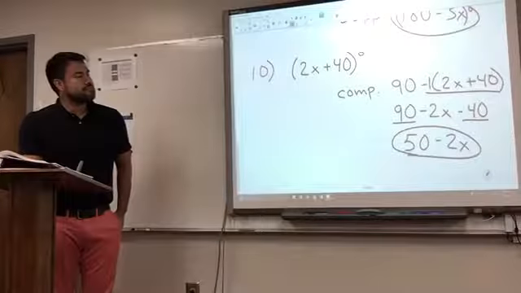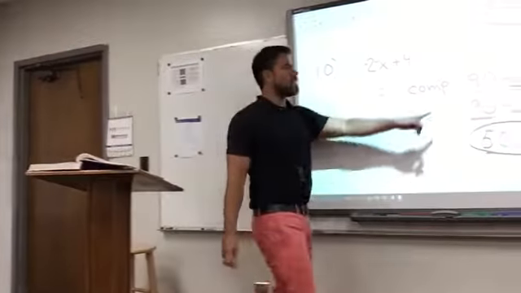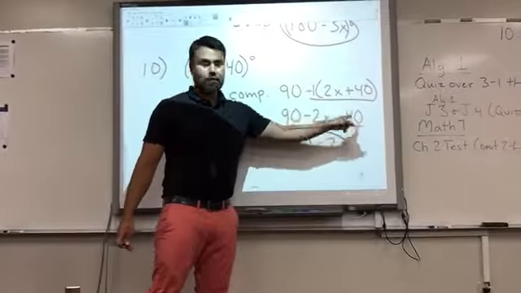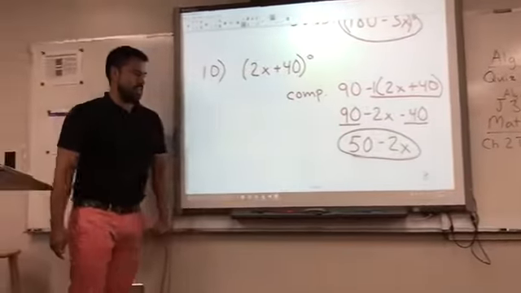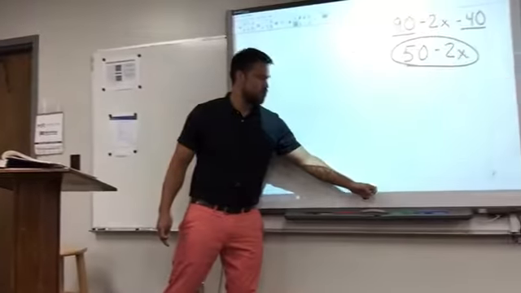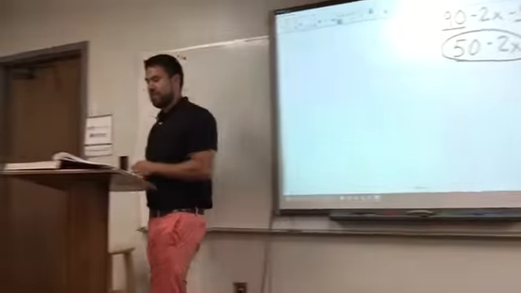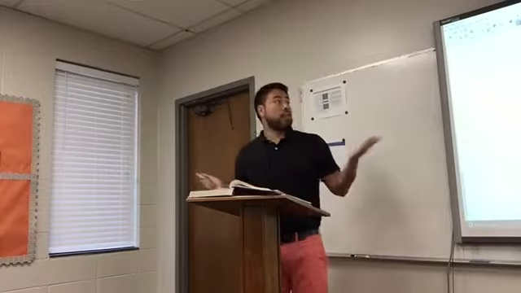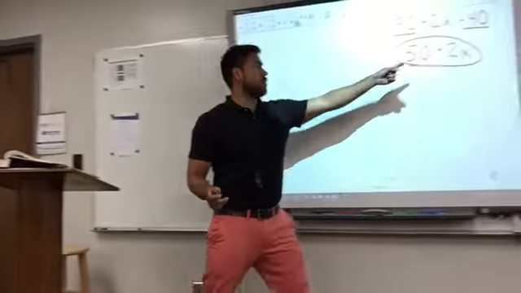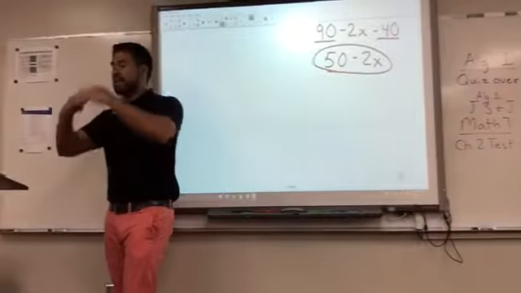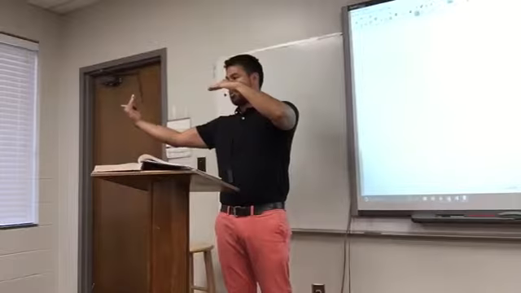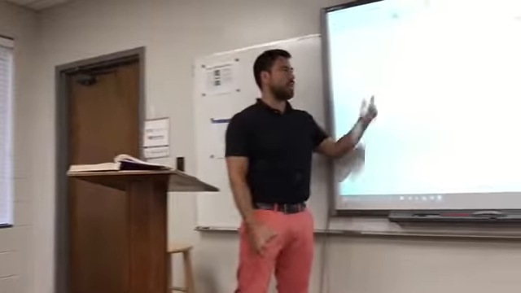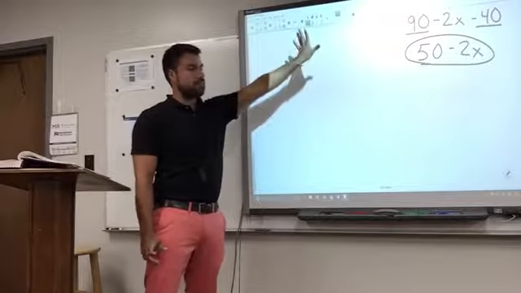Wait. So 90 plus, well, what's 90 plus the negative 40? It's 50. That's how I got that 50. Isn't it 80 degrees? Well, no. The complement's like 10 degrees. Well, I don't know what the complement is because I don't know what x is. If you had an equal sign and something else on the other side, you could figure that out. You don't have that. You only have an expression. That's it. Yes, ma'am?